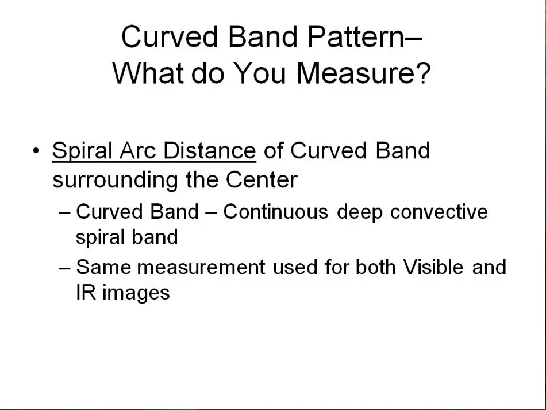We'll start with the curved band pattern. The spiral arc distance is what you evaluate or measure. There are 2 important points. Curved band refers to a deep convective continuous spiral band. And second important point, the same measurement is made with both visible and IR images.